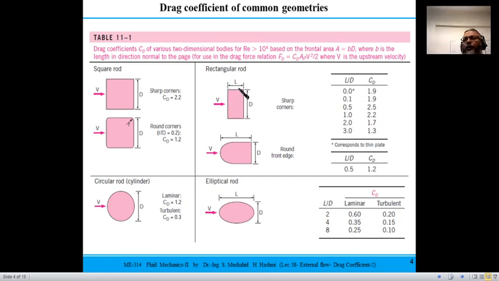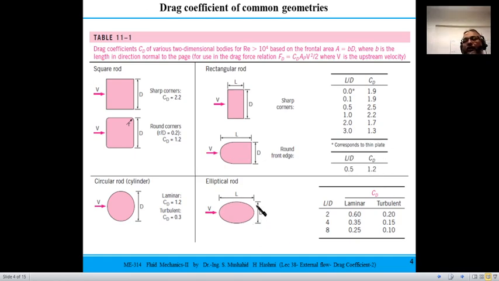So if you increase the length L here, the drag coefficient increases, and then after reaching L over D of 1, it reaches this value, and then the drag coefficient drops. So depending upon the shape and size of the geometry, the drag coefficient varies. And if you have round corners, then at that L over D ratio, your drag coefficient would be 1.2.